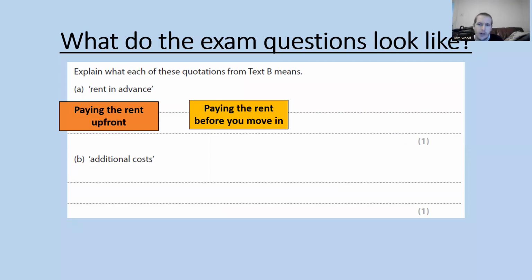Or it could also be linked in with the question. Like I said, if it was saying that John always pays the rent in advance, you could say, explain what is meant by each of these quotations. Rent in advance, you could just say, John pays the rent early, something like that, and you will get the mark there.